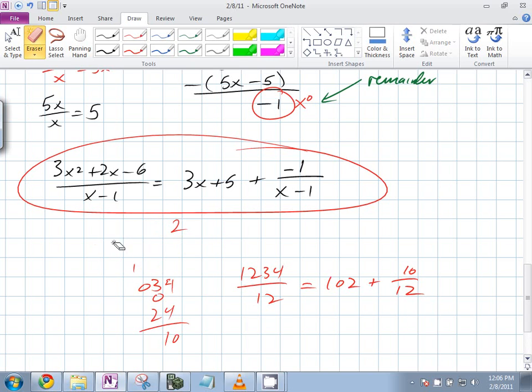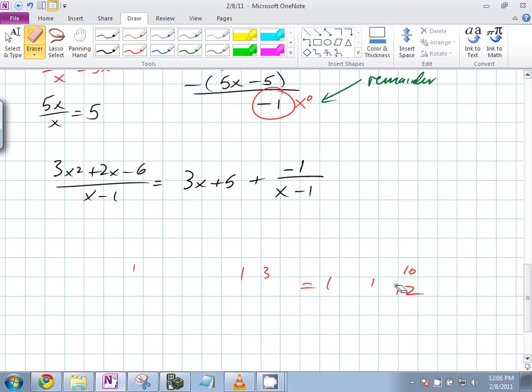The question is, how would we check that? That's what we've rewritten, essentially. We found a rewritten form of this fraction. How do we check to see if this is correct? We need to multiply 3x plus 5 plus negative 1 over x minus 1 times what? The divisor. You multiply it by x minus 1.